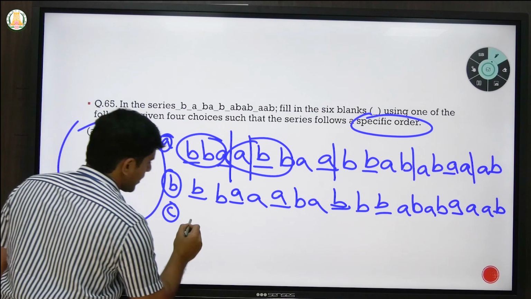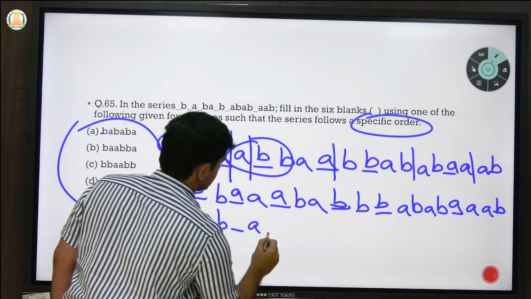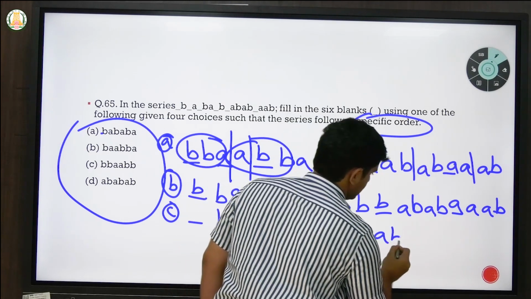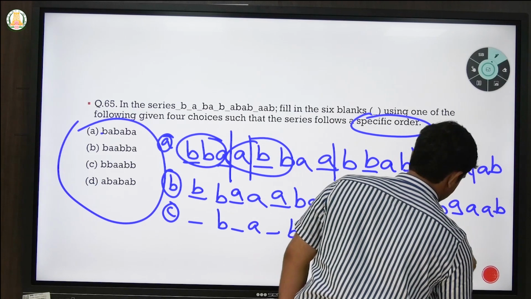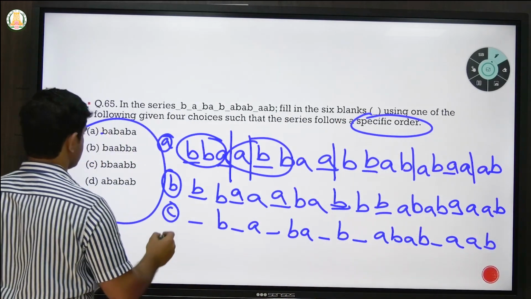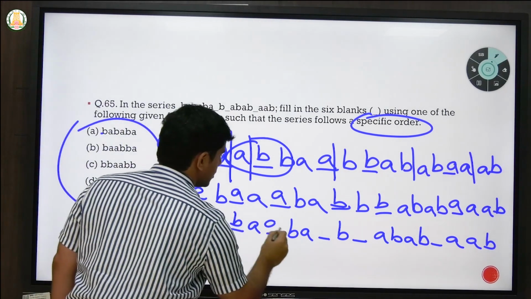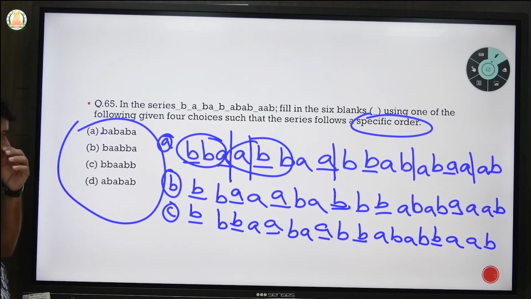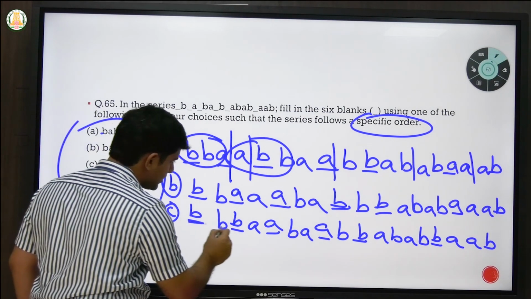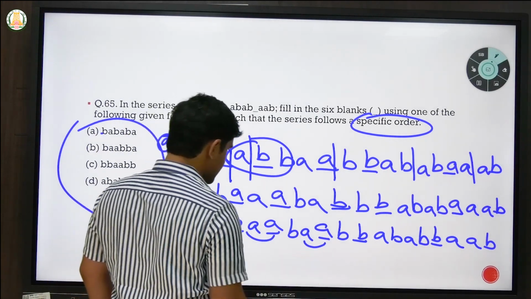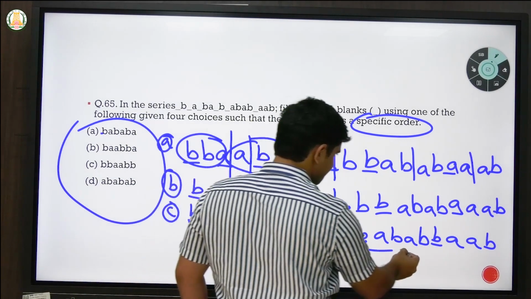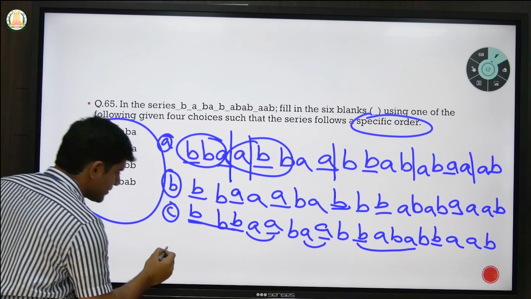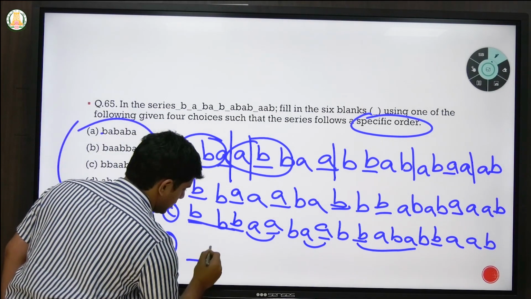Let's go for C. Again, you copy the question. B, B, A, A. So here can you again find some kind of a pattern? It says there are 3 B's, then there are 2 A's, then there are again 2 A's here. No, at least I can't find a pattern. Can anyone find a pattern here? Okay, let's keep this also on hold. Let's see option D. Okay, B.